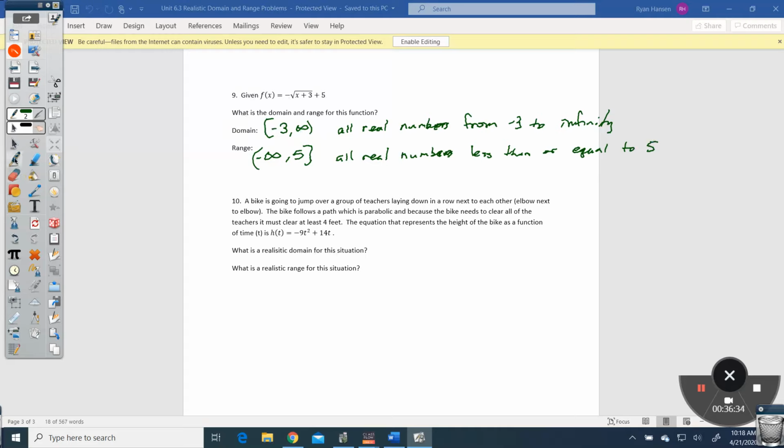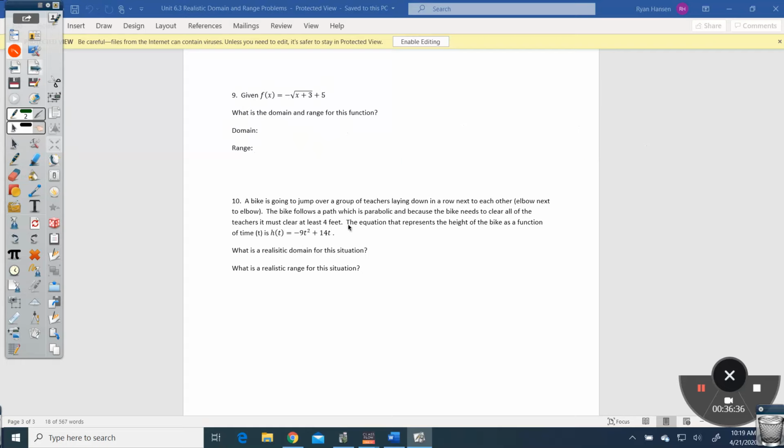Question number 10 says, a bike is going to jump over a group of teachers laying down in a row next to each other, elbow next to elbow. The bike follows a path which is parabolic, and because the bike needs to clear all the teachers, it must clear at least 4 feet.